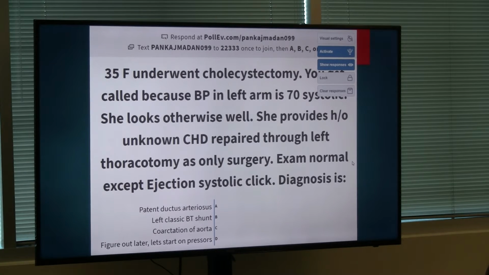Your diagnosis is A, patent ductus arteriosus, B, left-sided classic Blalock-Taussig shunt, or C, coarctation of the aorta. Let's figure it out later. Let's start on the responses right now.